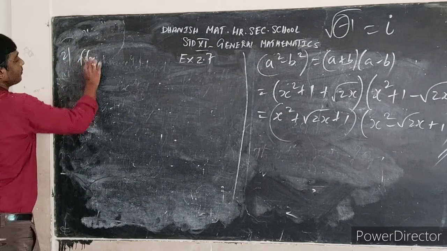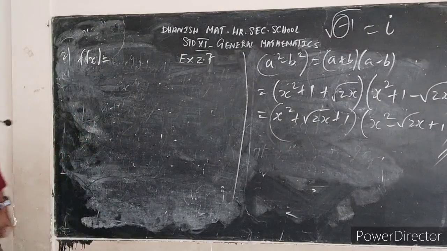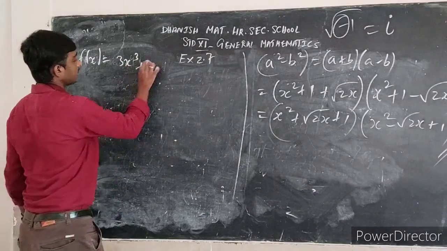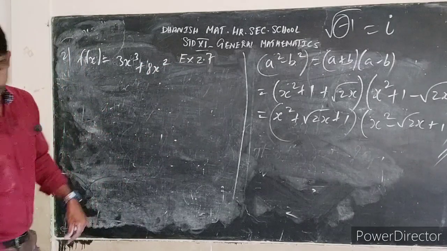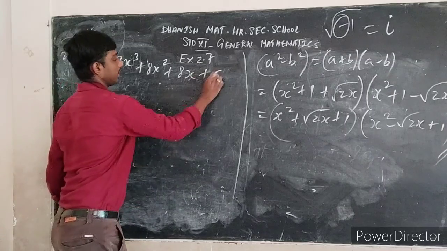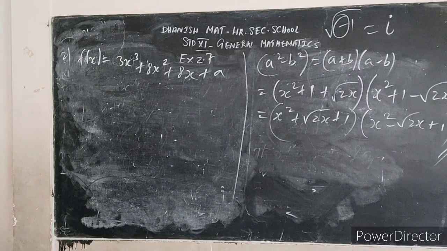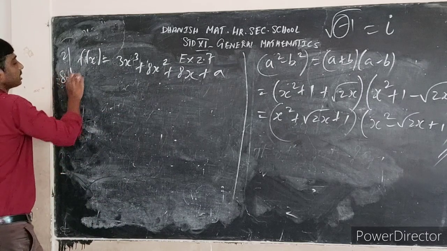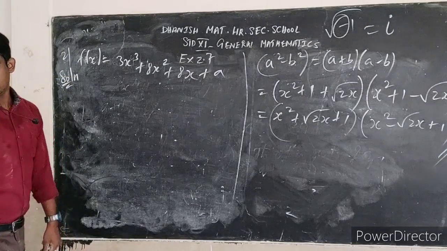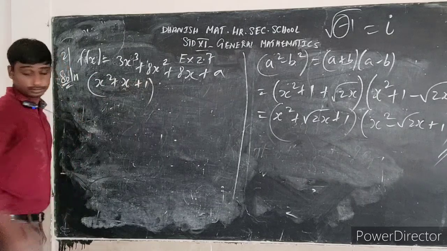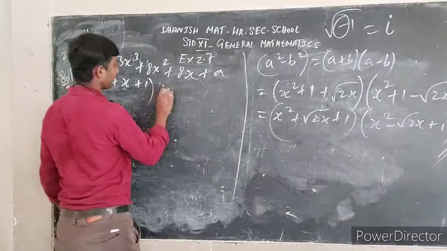We have to take it like a function here. So what is the one here? 3x cube plus 8x square plus 8x plus a. Then find the value of a. So in this question we are using the division method, that will be the GCD method. So what is another factor here? x square plus x plus 1 is a factor. What is the factor here?